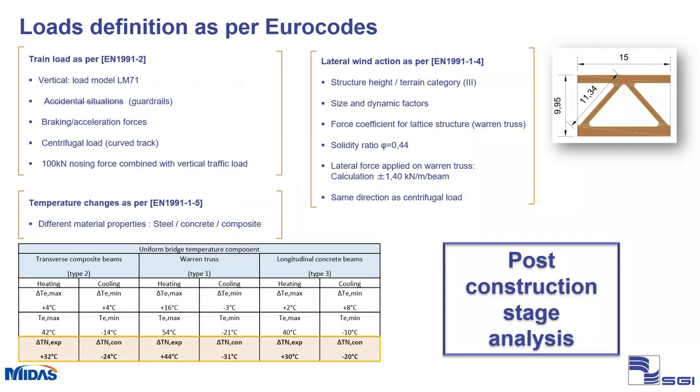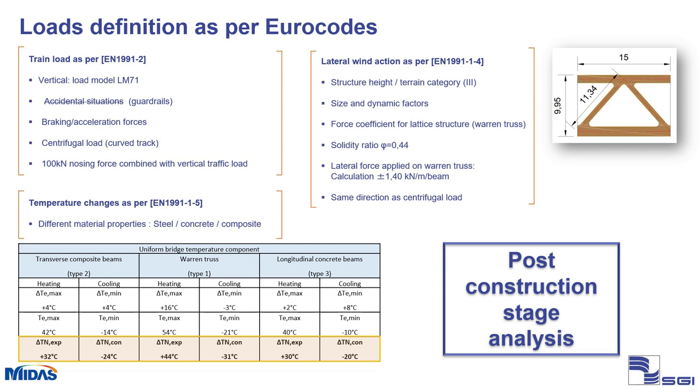Permanent actions have been defined. We can now list variable actions applied on completed bridge structure. Main action is moving load. Train load is set as per Eurocode 1, section 2. Train model LM71 is chosen for vertical effect of traffic load. For this study, railway track will include guardrail, and we don't have to consider a load case with accidental situation.